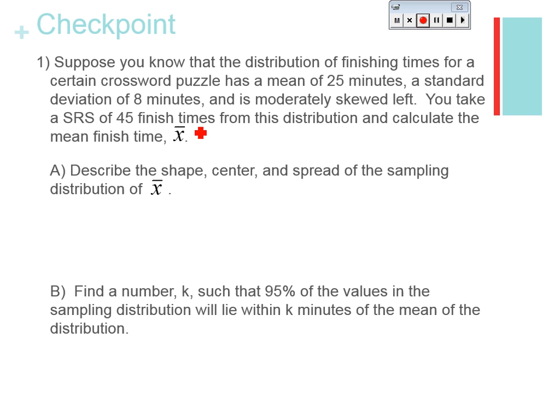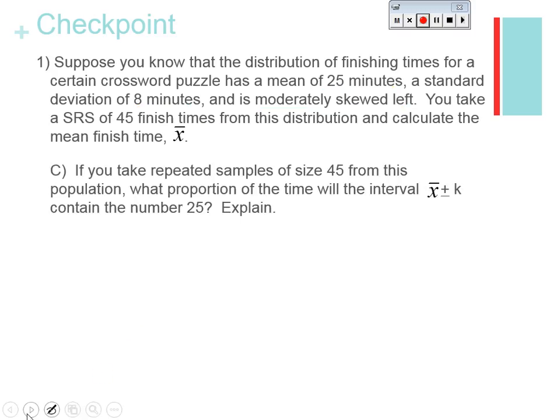So, question here, it says, suppose that you know that the distribution of finishing times for a certain crossword puzzle has a mean of 25 minutes and a standard deviation of 8 minutes, and is moderately skewed left. You take a simple random sample of 45 finish times from the distribution and calculate the mean finish time. Part A says to describe the shape, center, and spread of the sampling distribution of X bar.